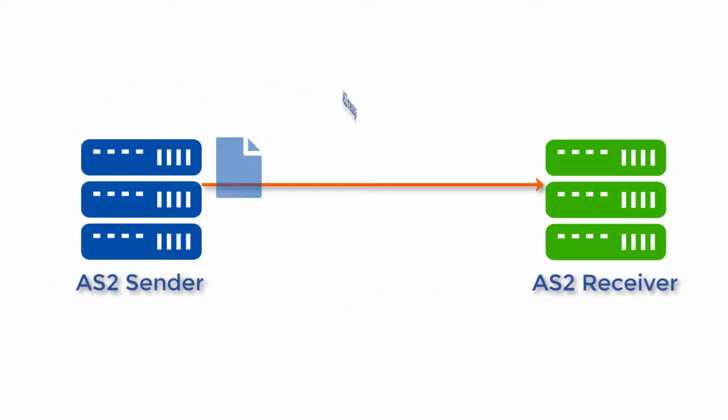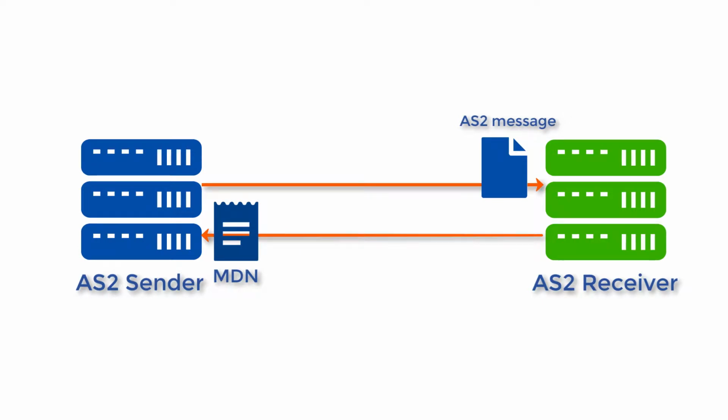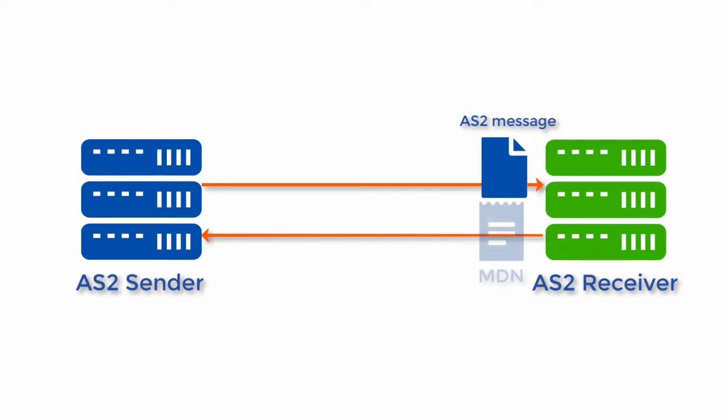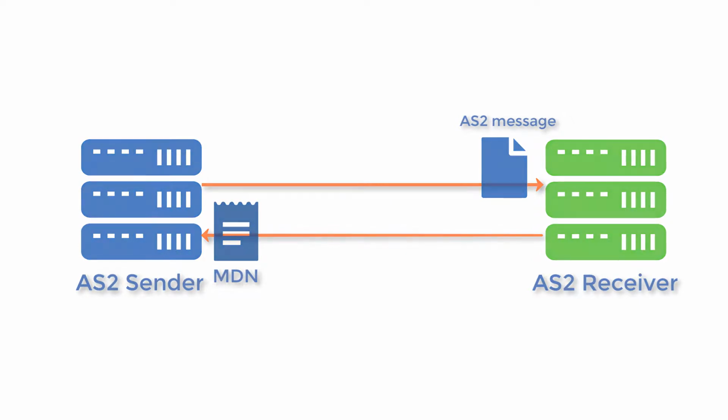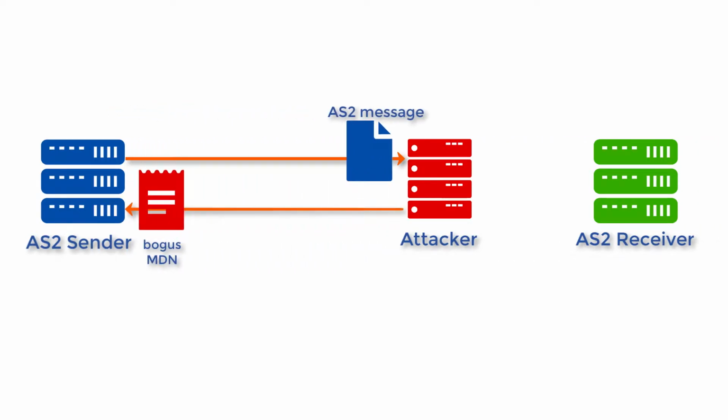Message disposition notifications, or MDNs, are important elements of AS2 data transfers. They basically serve as electronic receipts that enable message senders to determine whether a particular message they sent to a trading partner was actually received by that trading partner. But what if an attacker intercepts the message and sends out a bogus MDN to trick the sender into thinking that the message reached its intended destination? That can be a problem.